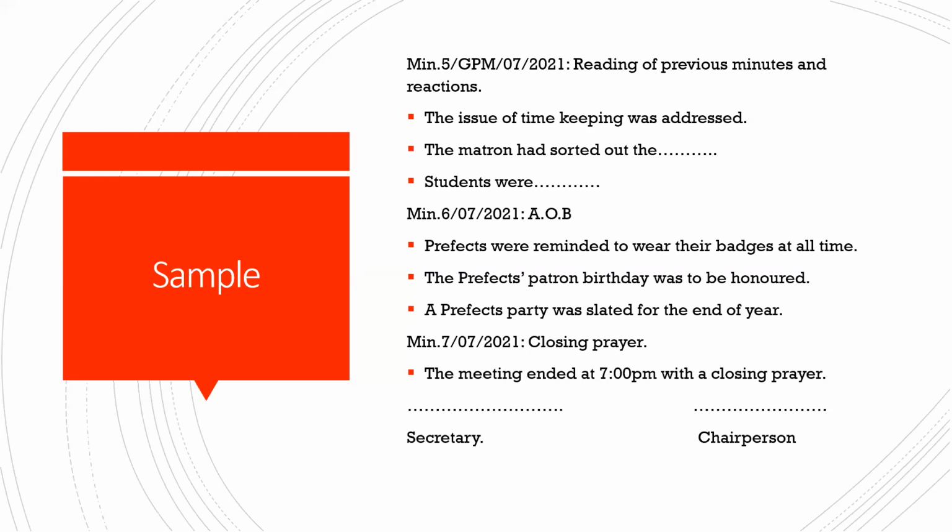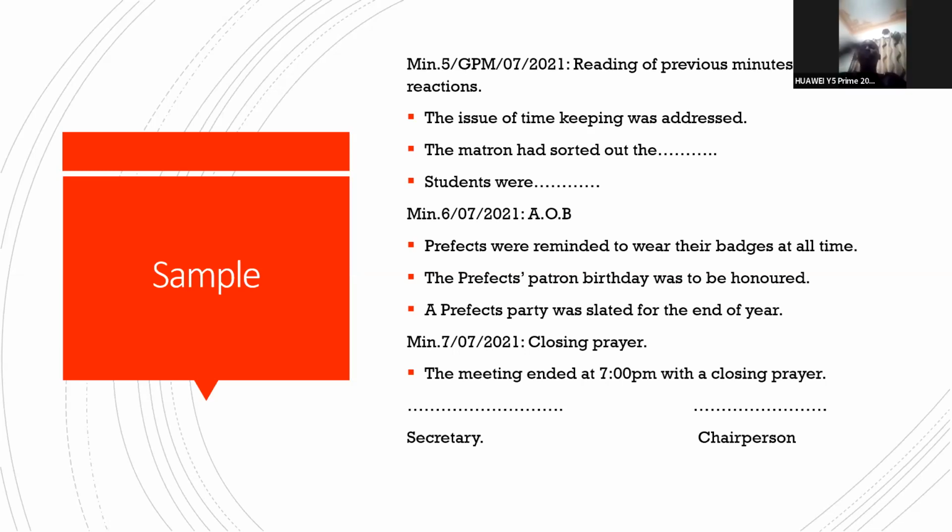And then the very last minute, usually the same for all minutes, is the closing prayer. So under closing prayer, you put the time that the meeting ended and who prayed. The meeting ended at 7 p.m. with a closing prayer from so and so. If you don't want to put the name, you can just put the meeting ended at 6 p.m. with a closing prayer.